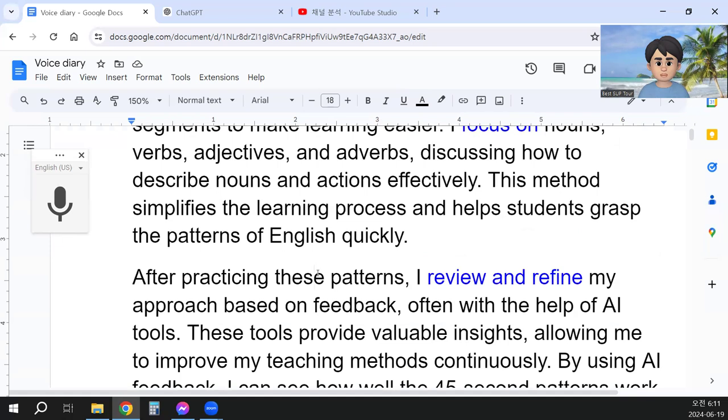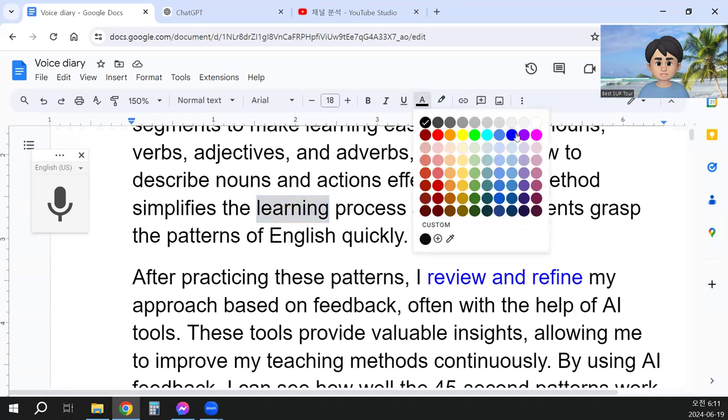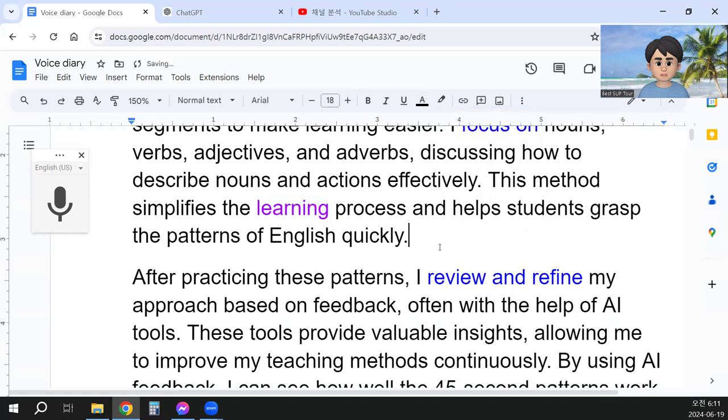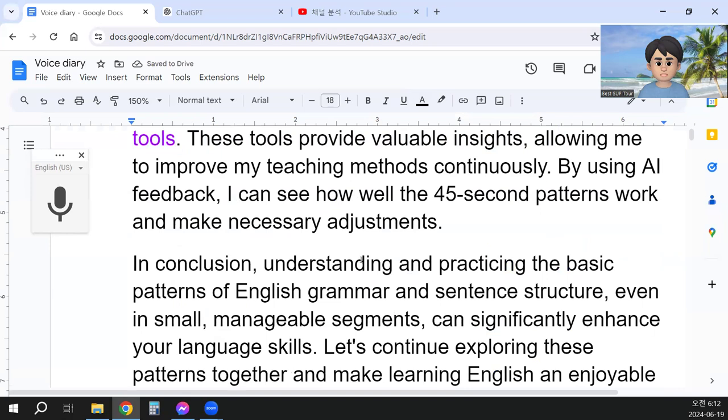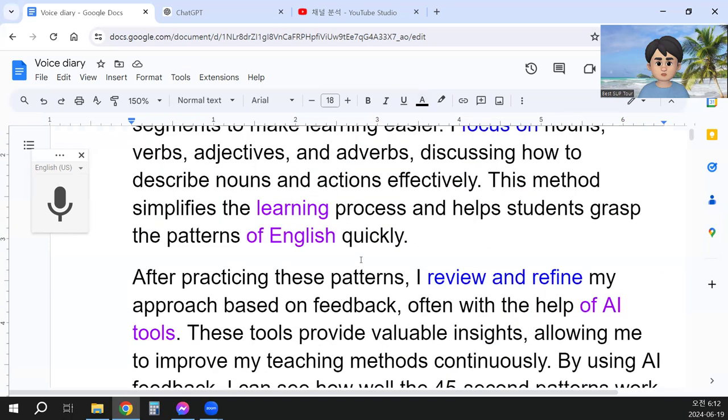And also now I talk about describing nouns. This is a very important part. For example, the learning process. We use learning process, and it describes the noun. And also how to describe, and the patterns of English, the same as a prepositional phrase, describe patterns. And then with the help of AI tools, this also describes something, and then we can find some describing.